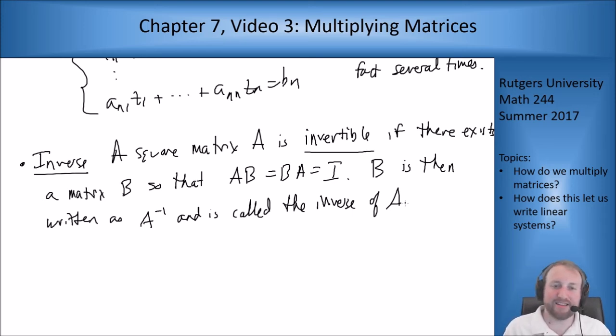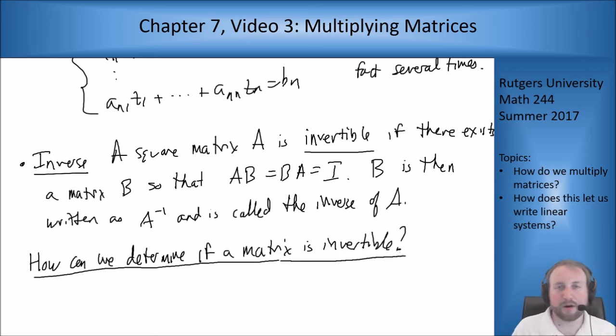Because if I have AZ equals B and I want to solve for Z, if A is invertible, I can just multiply the left-hand side by its inverse, and it's gone. So then I can solve the equation out for Z no problem. So the question comes down to, how can we determine if a matrix is invertible?